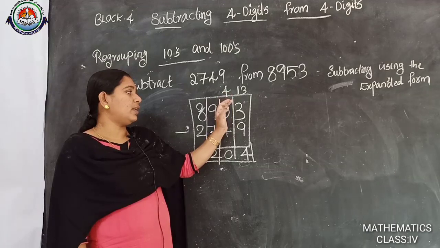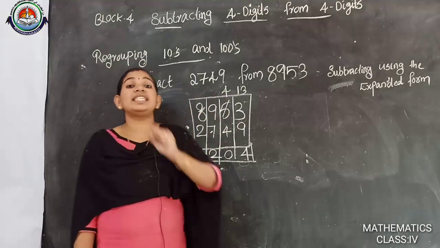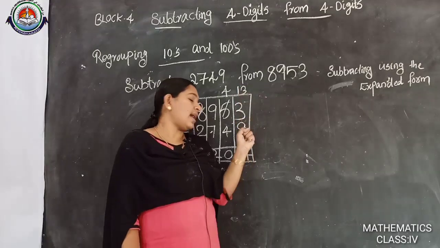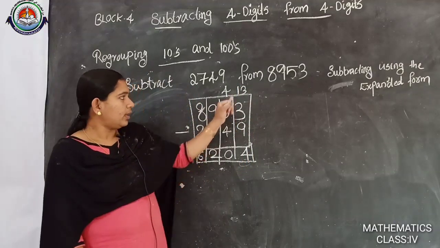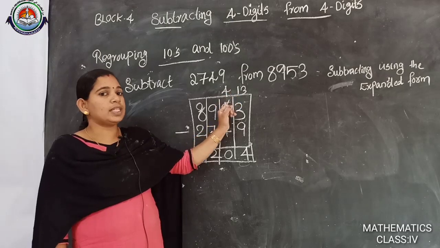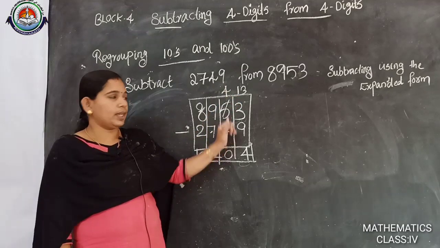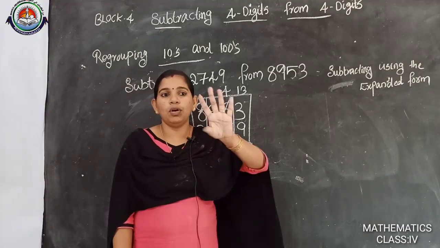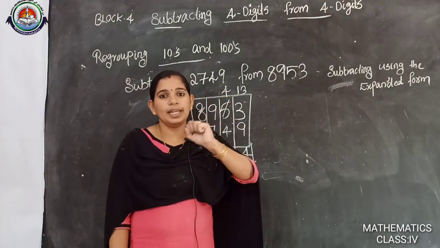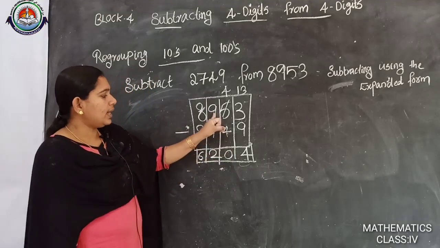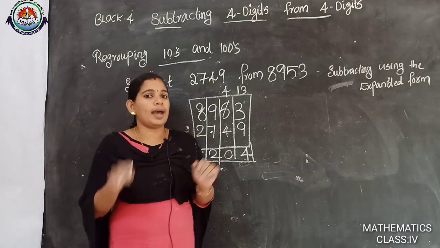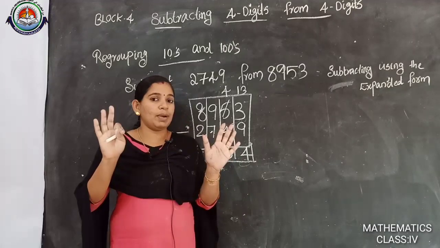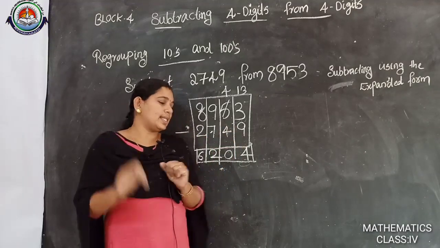We are taking 1 from the tens place, which means we are taking 10. Then 10 plus 3 is 13. 13 minus 9 is 4. Then 4 only is there, so 4 minus 4 is 0. Then 9 minus 7 is 2. Then 8 minus 2 is 6.